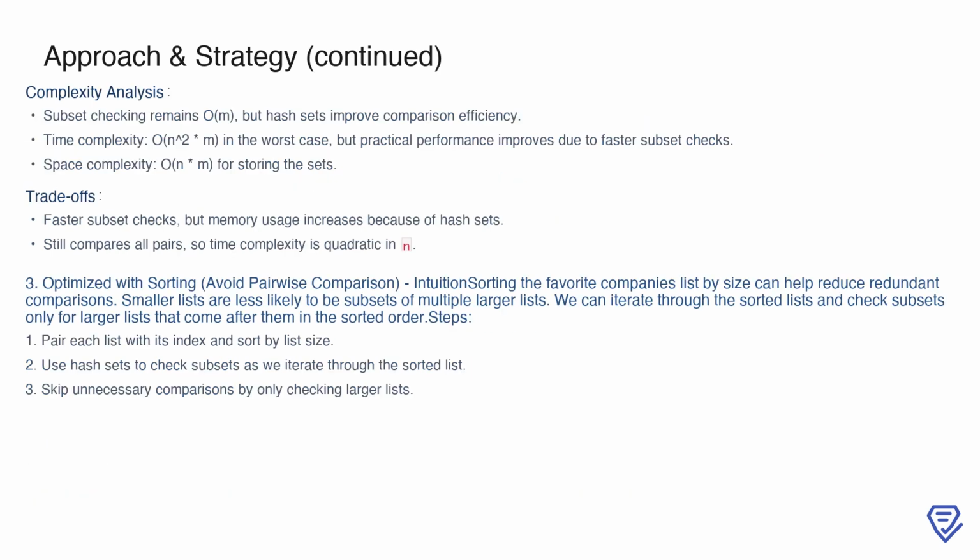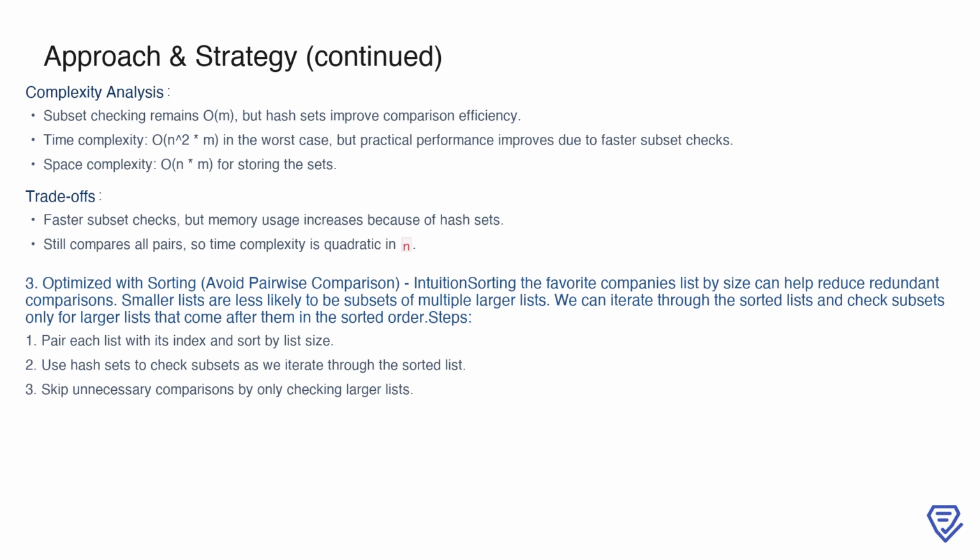Now, let's consider the optimized approach that uses hash sets. The key idea here is to convert each person's list of favorite companies into a hash set. This allows us to take advantage of the issubset operation, which is faster than comparing lists element by element. With this optimization, we iterate through the people and compare their hash sets in pairs. For each person, we check whether their set is a subset of another person's set. If it is, we exclude them from the result.